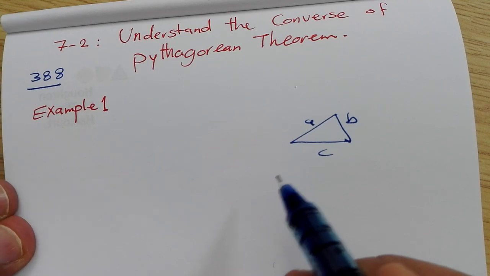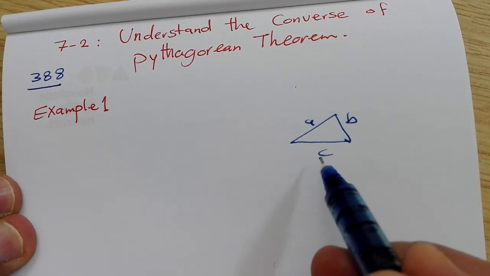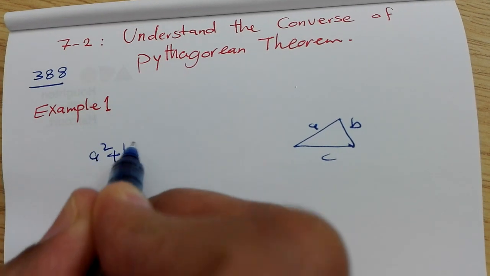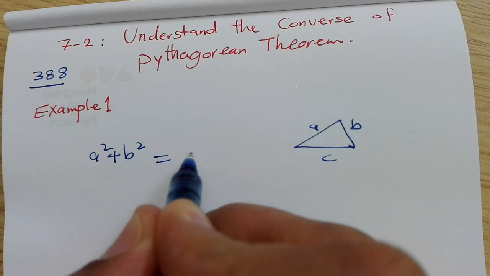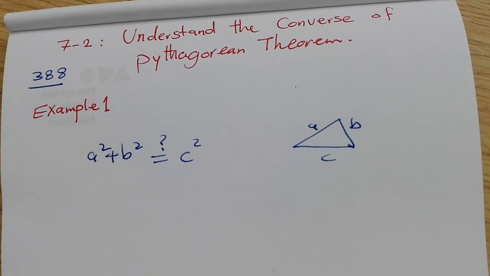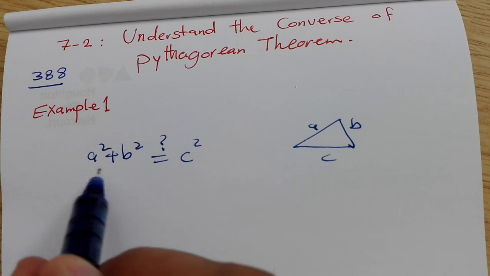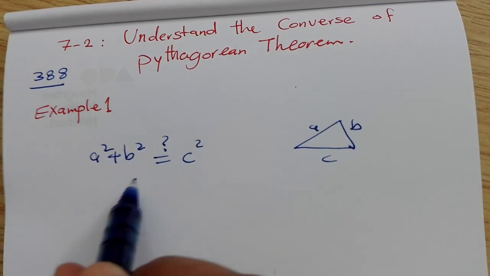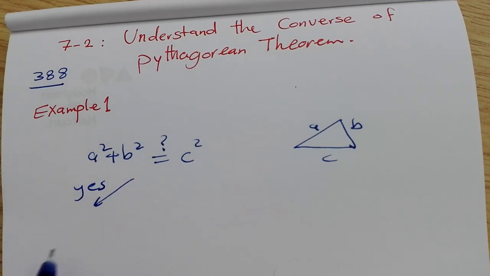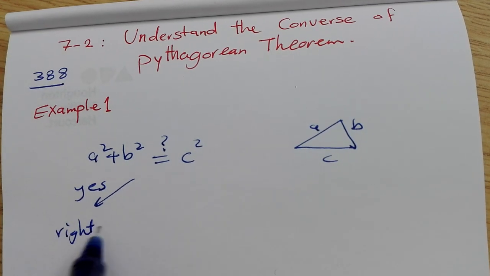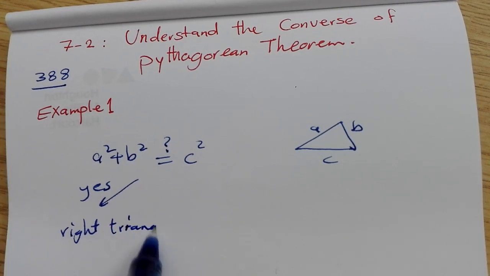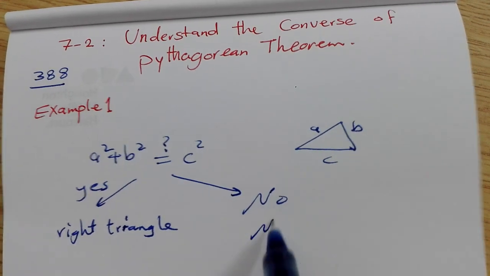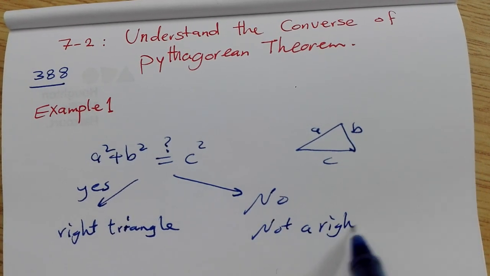The first step is don't begin with the longest side. Begin with A and B and check if A squared plus B squared is equal to C squared or not. This is our question. If yes, if A squared plus B squared equals C squared, then this triangle is a right triangle. Okay? If no, then this triangle is not a right triangle.